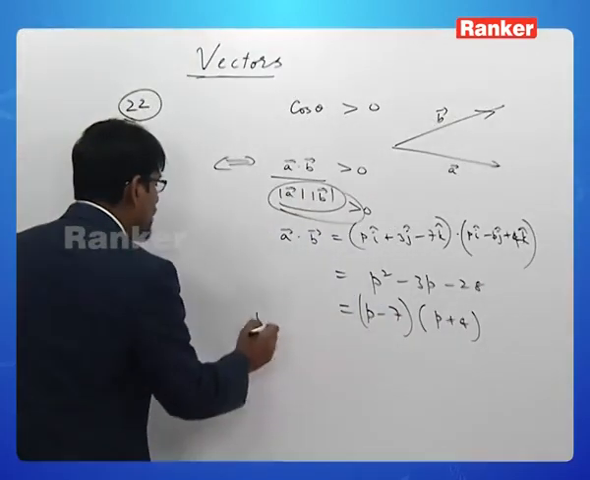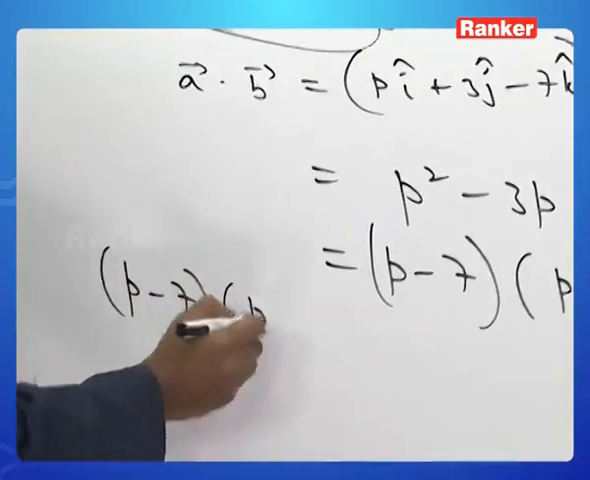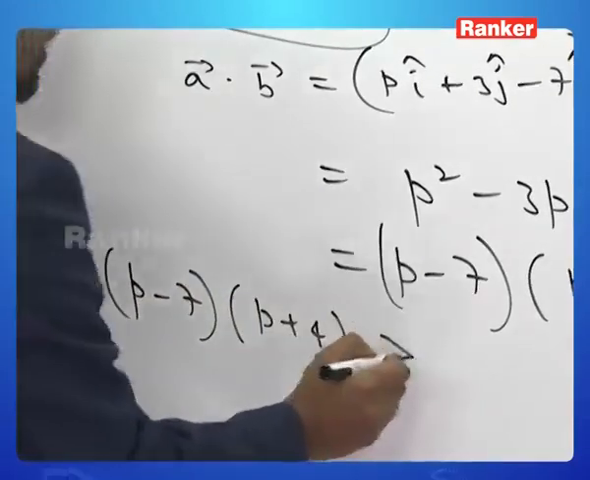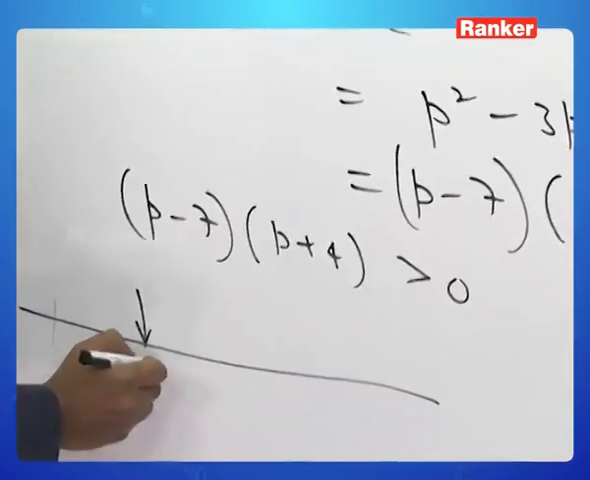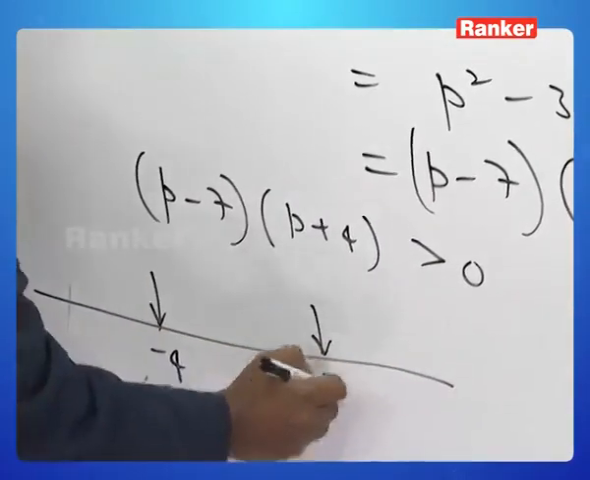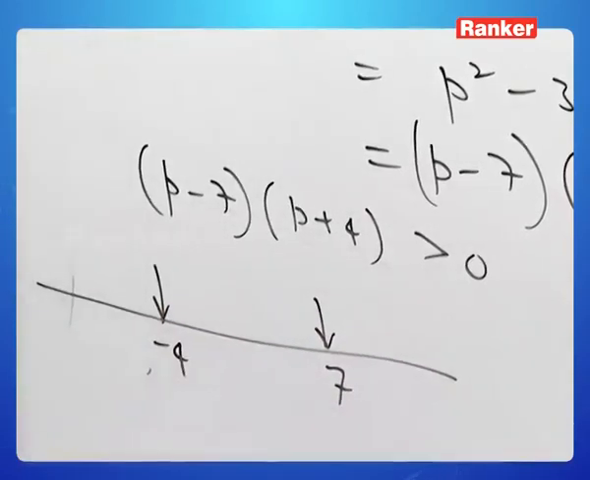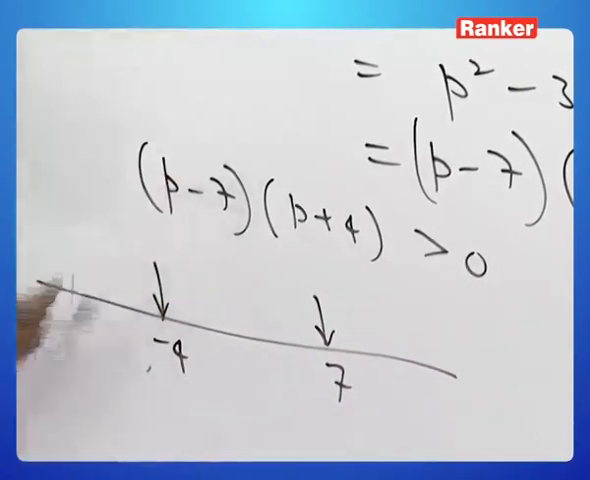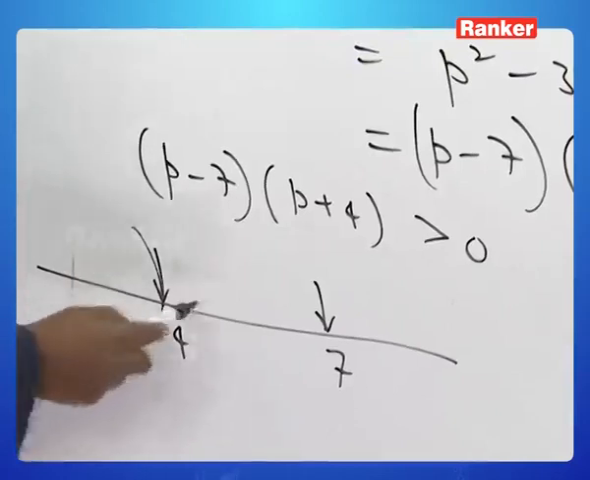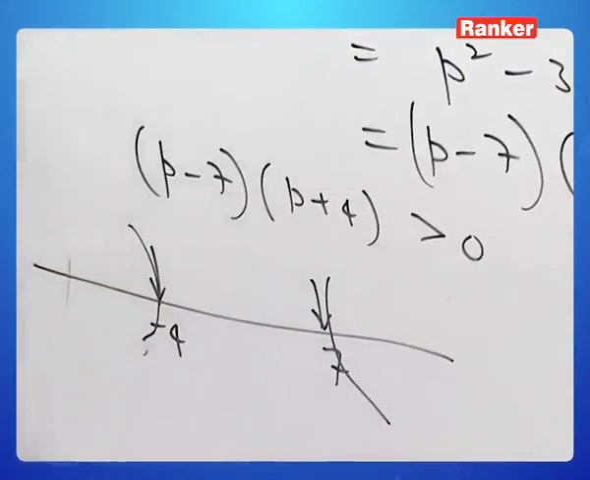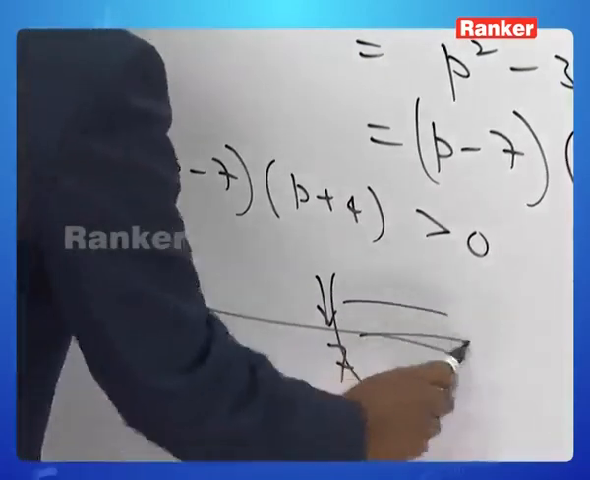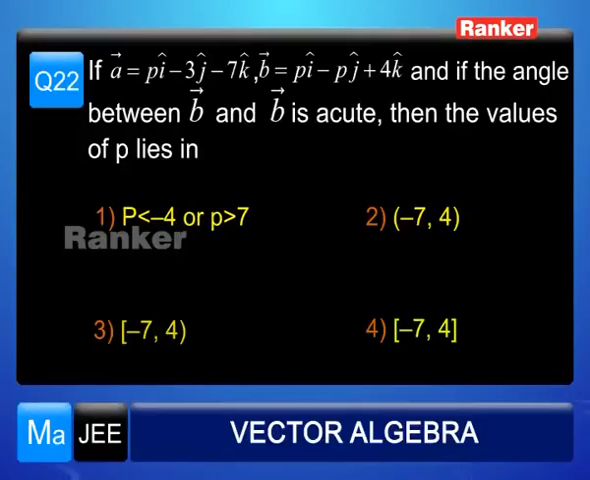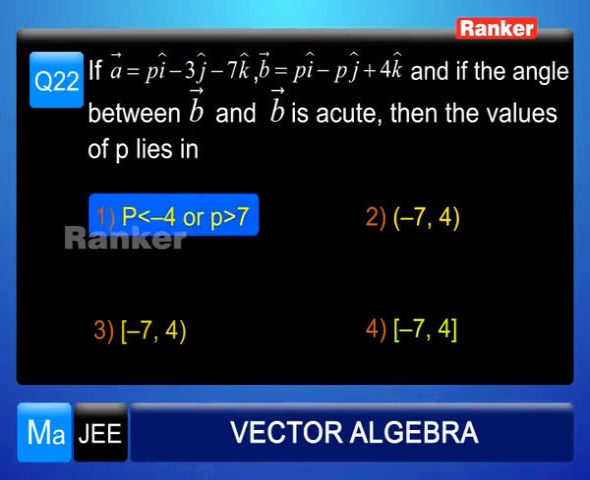So when is this p minus 7 into p plus 4 positive? Mark it on the number line: minus 4 and 7 will be the deciding numbers for the sign pattern of this expression. That happens beyond minus 4 and 7. So p should be less than minus 4 or p should be greater than 7. So the right option is option 1.